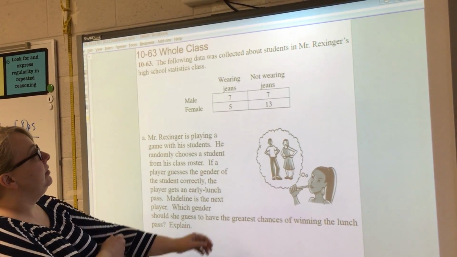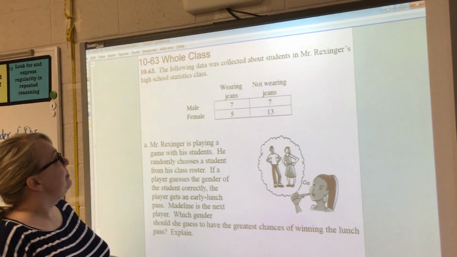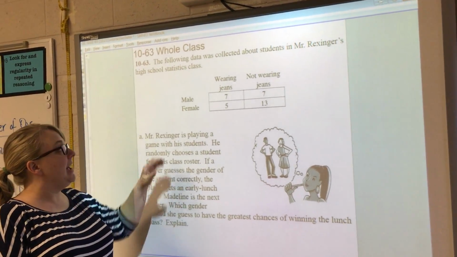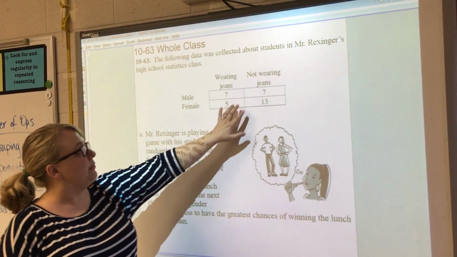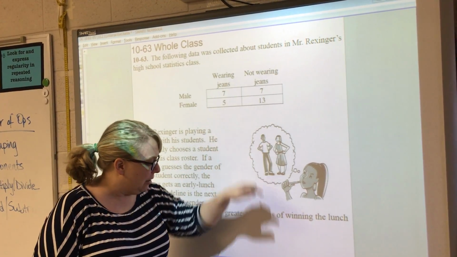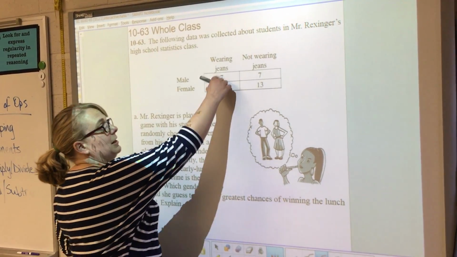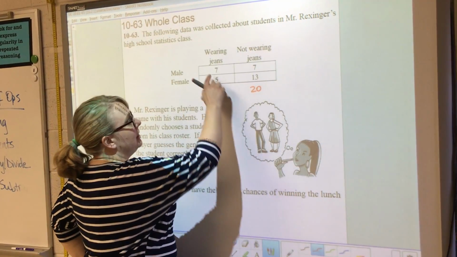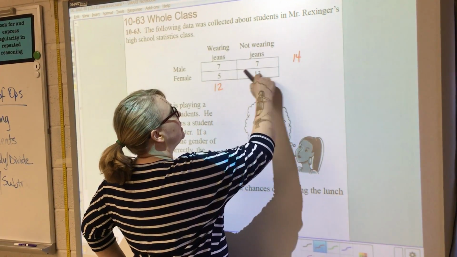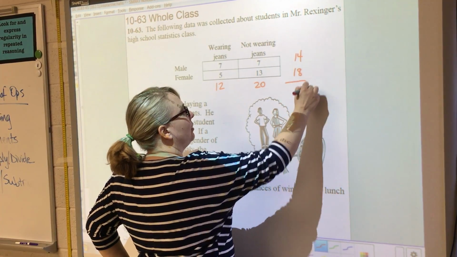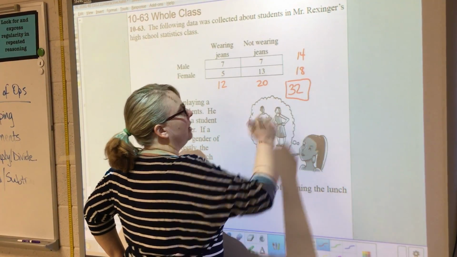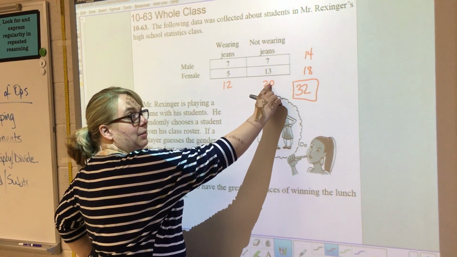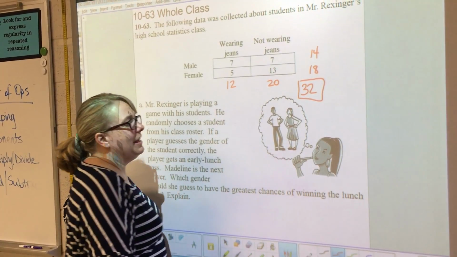So let's take a look at another example of this. So we've got Mr. Rexinger's high school statistics class. We've got males and females, and then we've got it broken down to wearing jeans and not wearing jeans. So just like I did before, I'm going to total up the columns. So this is 12 and this is 20. And then I'm going to total up the rows, 14 and 18. And the grand total is 32. You get that by adding the row and adding the column. It has to be the same.